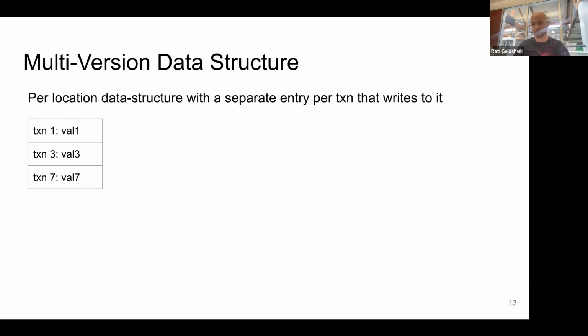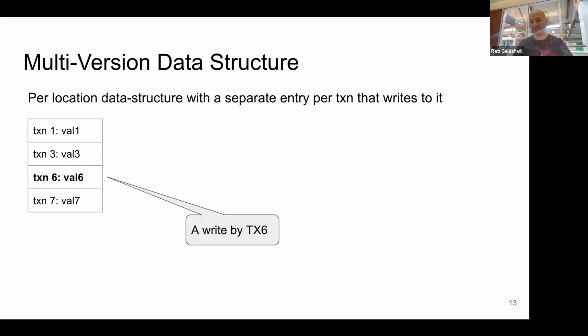So let's say transaction 1 wrote to some location, transaction 3 wrote to the same location, and transaction 7 wrote to the same location. It will have 3 entries. If transaction 6 comes and writes here, it will be inserted at the right place such that we still have map-like semantics where I can find the maximum thing that's below me, which is useful when I do a read. So whenever transaction 5 is performing a read, it finds the highest transaction that has made a speculative write here. In this case, it's 3.